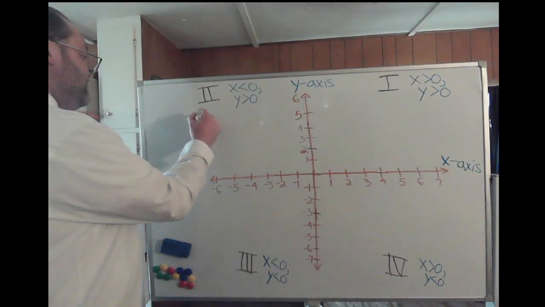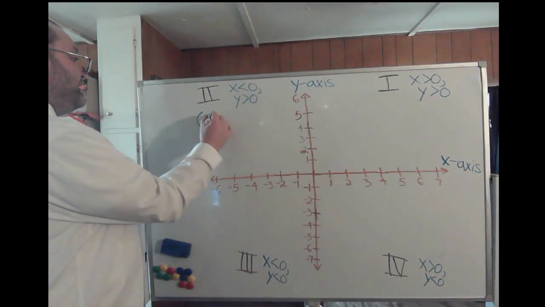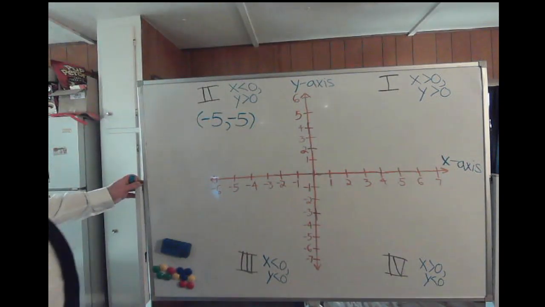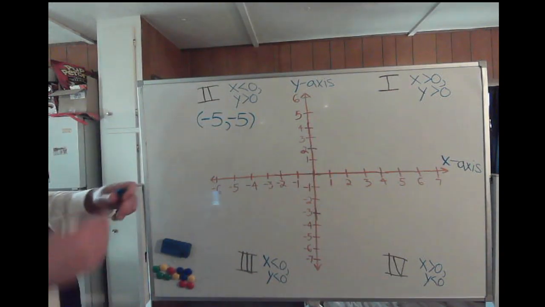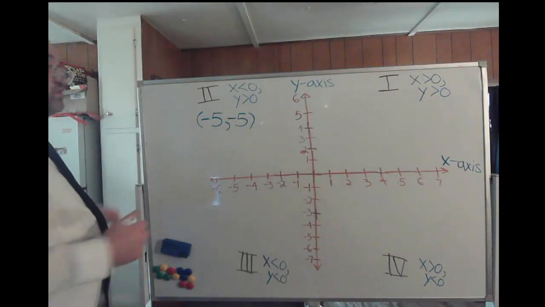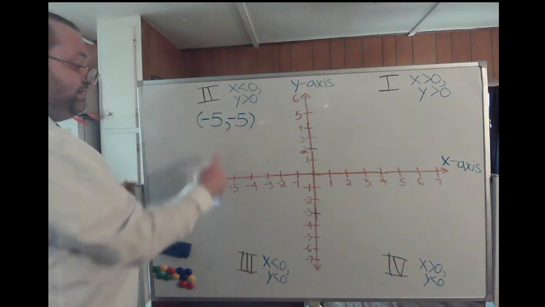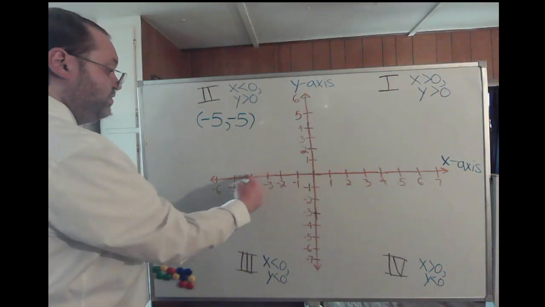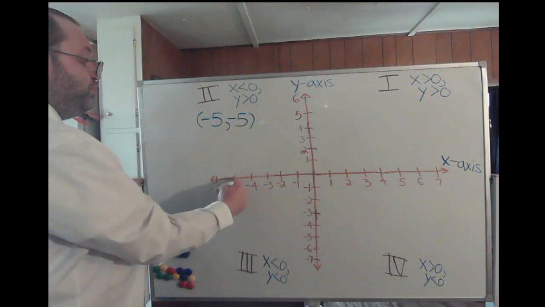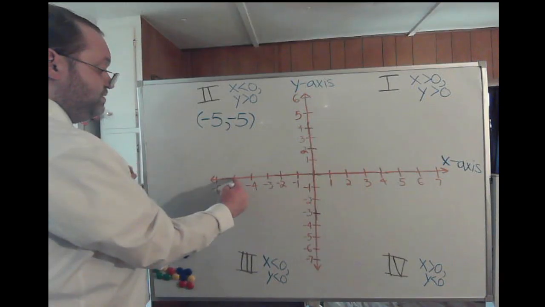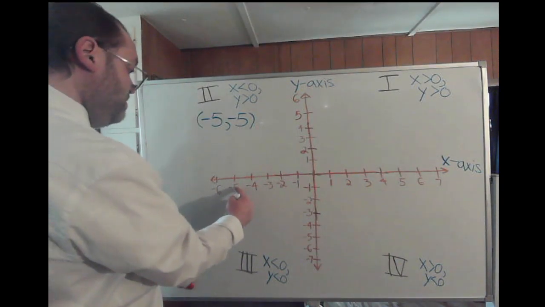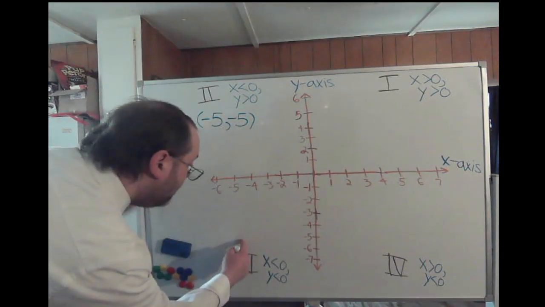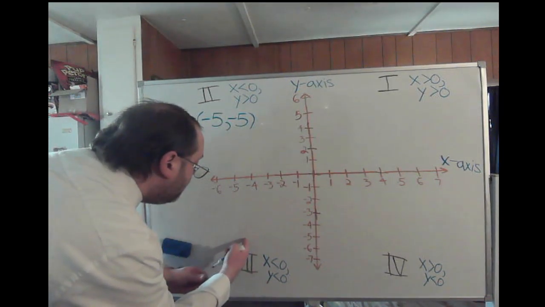We got the point (-5, -5). So we're being asked to find the point (-5, -5). This tells you that from the origin, you'll go to the left 5 since it's negative. So 1, 2, 3, 4, 5. And then from that point, you'll go down 5 since the y is also negative. So 1, 2, 3, 4, 5. Right about there.